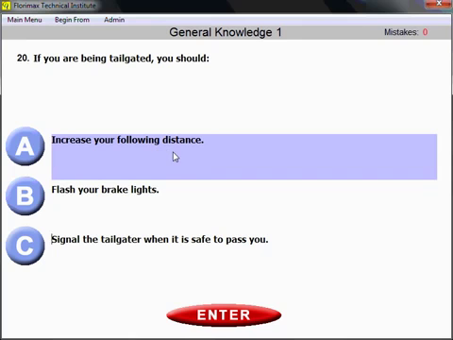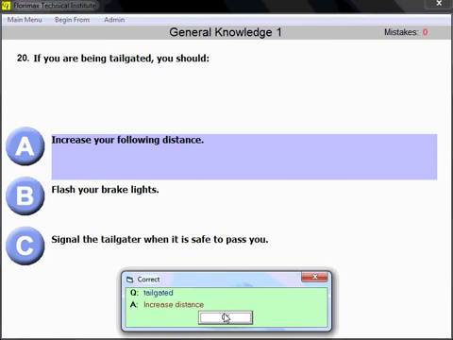In order, if you need to suddenly brake, hit the brake, at least you will be able to do it. You will have enough distance in front of you. Okay, so if you are being tailgated, somebody too close to you from behind, what you should do, you should increase your following distance. Okay, we have chosen this answer. We hit enter, and the program again advises you are correct. Tailgated, increase distance.